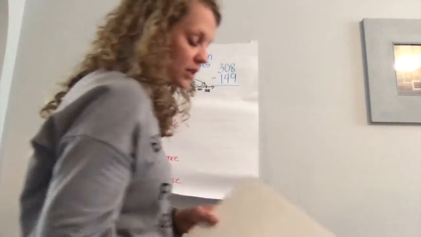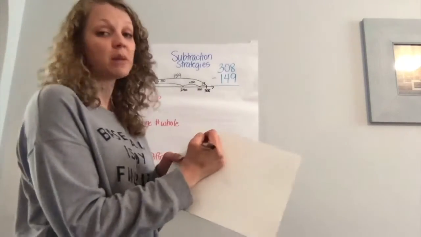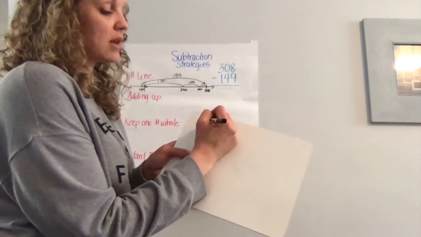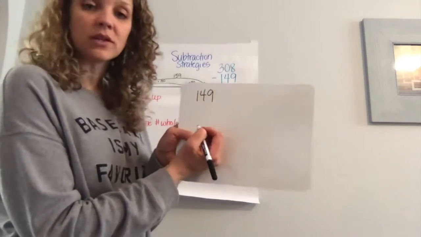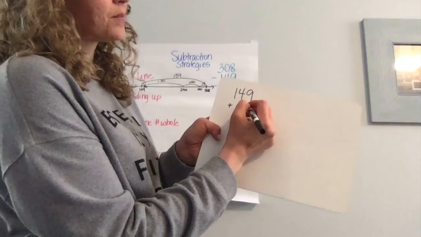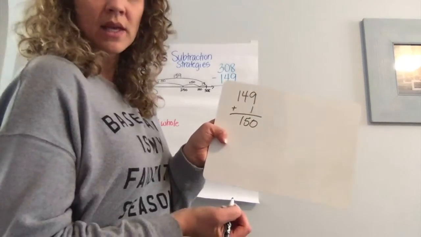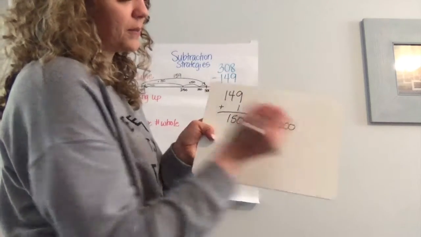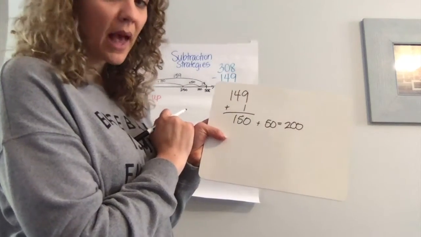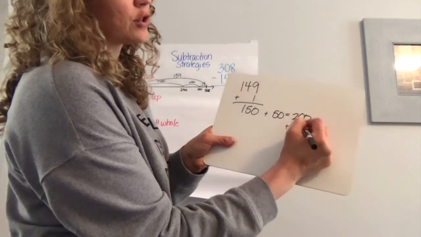So now I'm going to talk to you about each of these strategies. Adding up can be done on the number line, or it can be done without the number line, thinking about 149. And most kids would do it like this. They would add 1 to get to 150. Then they would add 50 to get to 200. Remember, we're stopping at 308, and then we're going to see what we added. So now we're going to add 108.